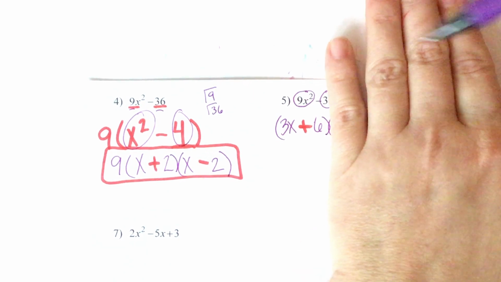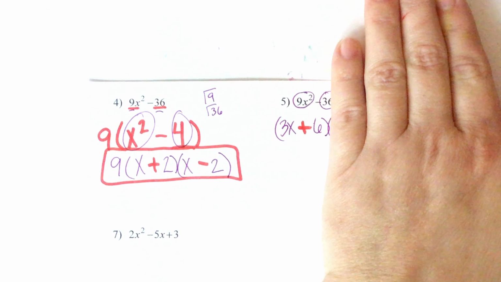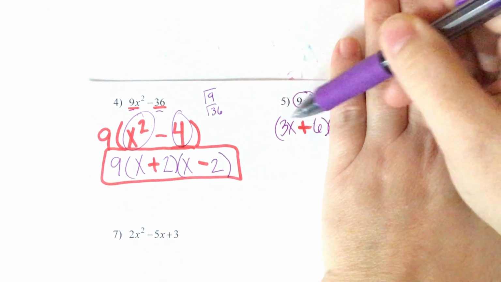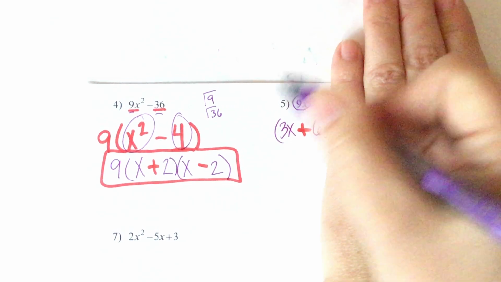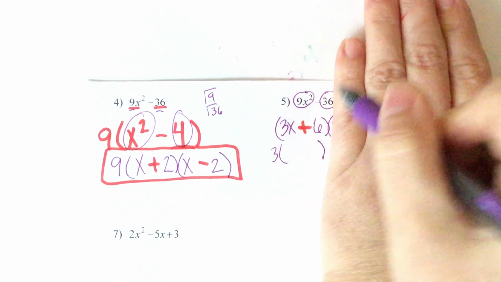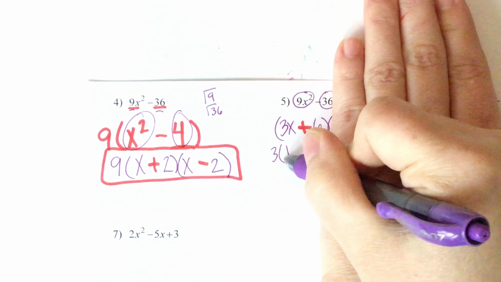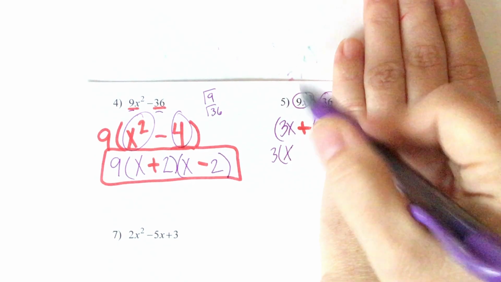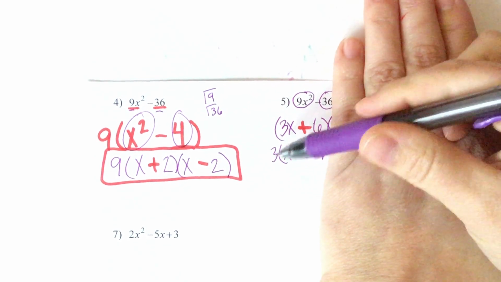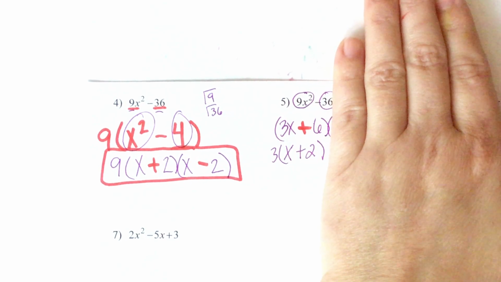So here's the thing. You can't ever have a GCF in your parentheses. If you do, you need to get it out of there. So what's the greatest number that can go into 3 and 6? 3. Okay, so let's take the 3 out now. So 3 times what gives you 3x? X. 3 times what gives you 6? 2. So 3 times x is 3x, 3 times 2 is 6. So this means the same thing as this.